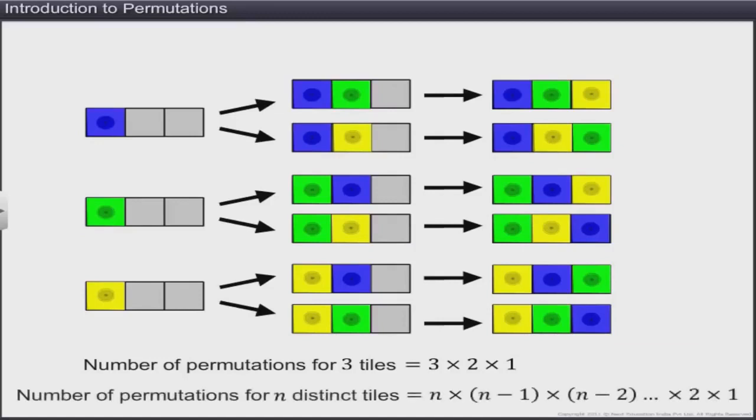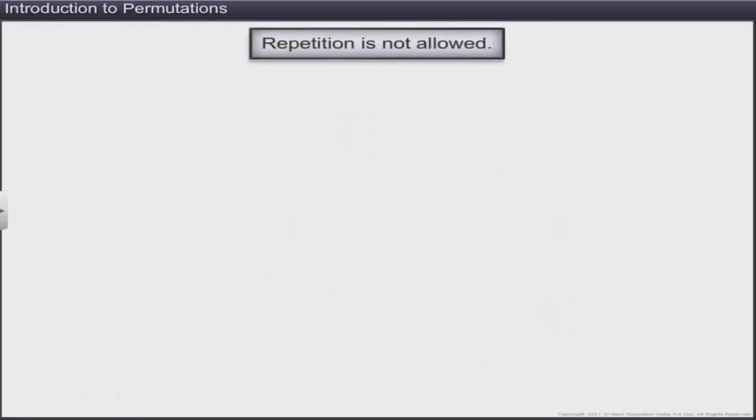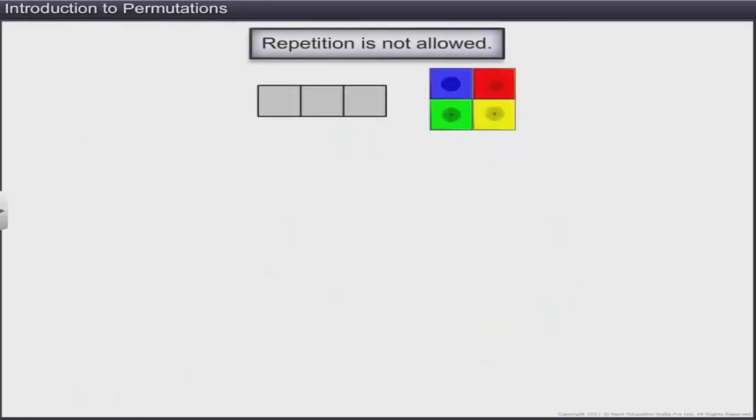For n number of distinct tiles, the number of permutations is as shown. Now, we will see a theorem on permutations. Suppose we have 4 tiles to be filled in 3 places as shown. Here, repetition is not allowed. We have 4 different objects, which are 4 tiles of different colors. This implies n equals 4.